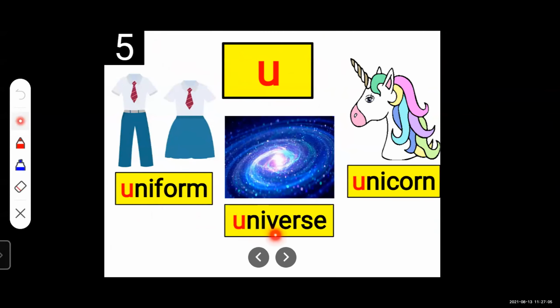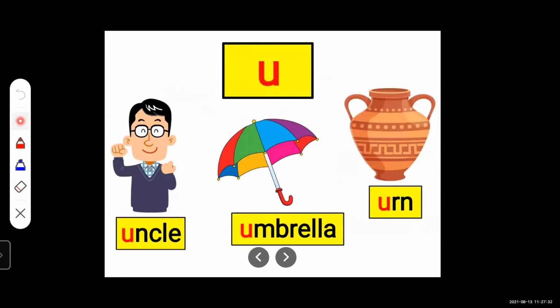U for universe. U for universe. And U for unicorn. Very good, student. But here, students, U is a vowel, the fifth vowel. It also has two sounds. Okay? U for U and the next one is sound A.